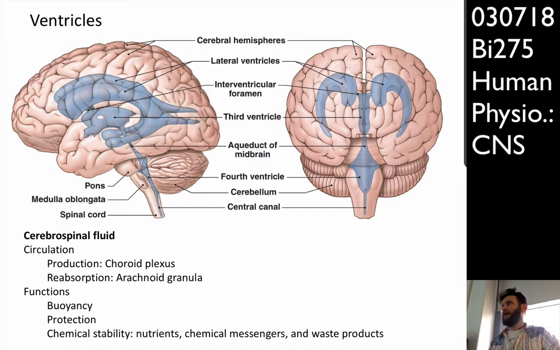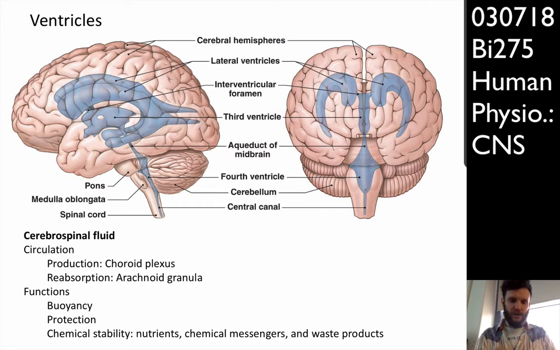Inside of it is cerebrospinal fluid, which is this broth that I talked about that's produced by the choroid plexus, these specialized ependymal cells. And it is resorbed by what are called the arachnoid granula. I'll discuss those in a moment when I talk about the meninges of the brain. The meninges are the connective tissue support structure of the brain.